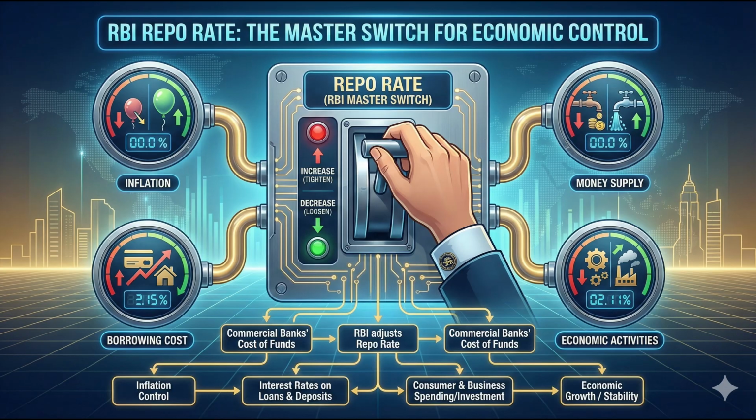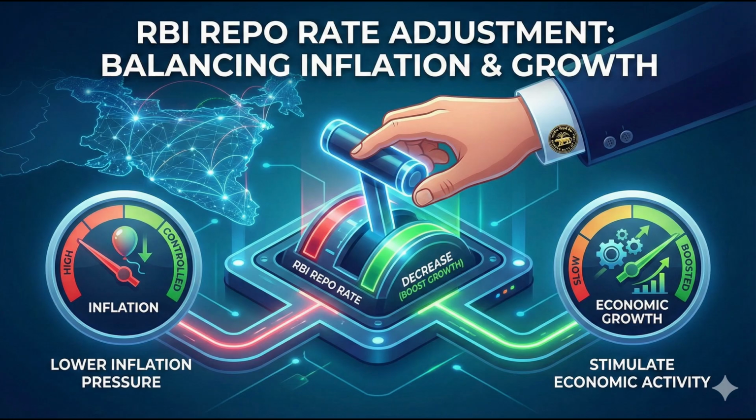So imagine the repo rate as the RBI's master switch for controlling inflation, money supply, borrowing costs, and overall economic activity. Whenever inflation rises or the economy needs correction, the RBI adjusts this switch. This is why the repo rate becomes the most powerful tool in India's monetary policy.